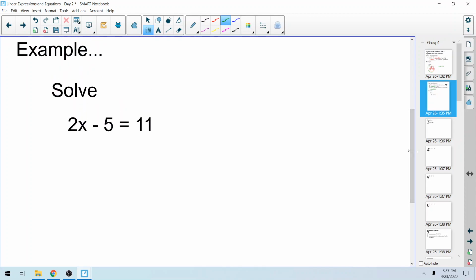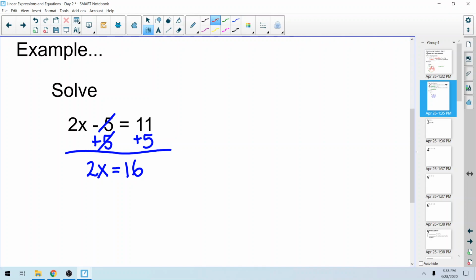So for example, solve 2x minus 5 equals 11. Step 1 says use addition or subtraction to get rid of the constant term. Well, the constant term is the minus 5. So I'm going to use the opposite of minus, which is addition. Negative 5, positive 5 makes 0. 2x drops down. Equals 11 plus 5, 16.